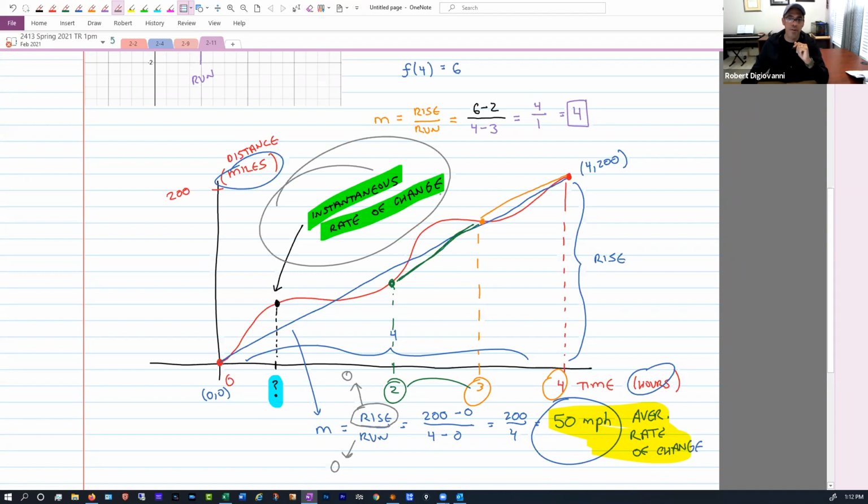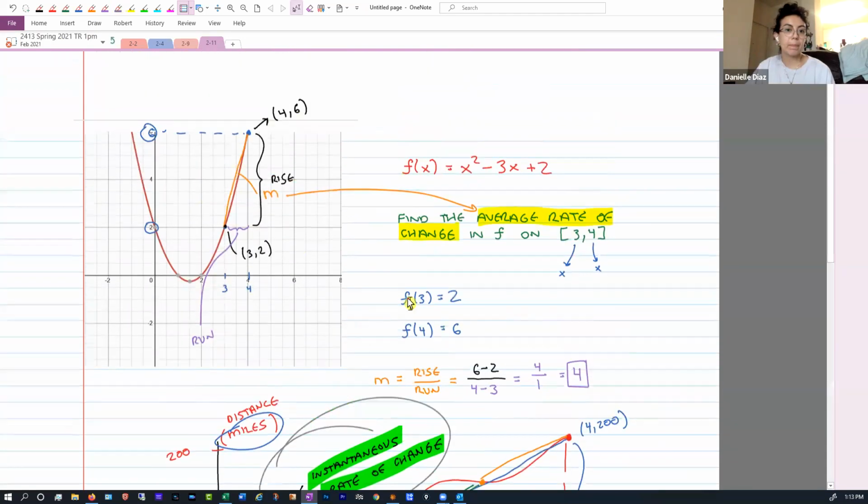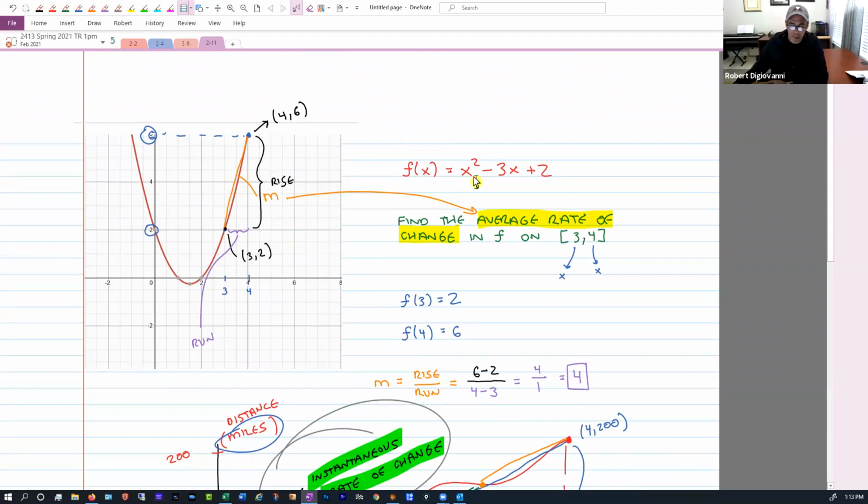Can you talk about the speed of something at an instant as opposed to an average? Yes? Questions? Okay, so let's go back up to this picture. I gave you this parabola. I said, hey, find the average rate of change on the interval 3, 4. We found it, and the answer was 4. New question. Take the same graph.